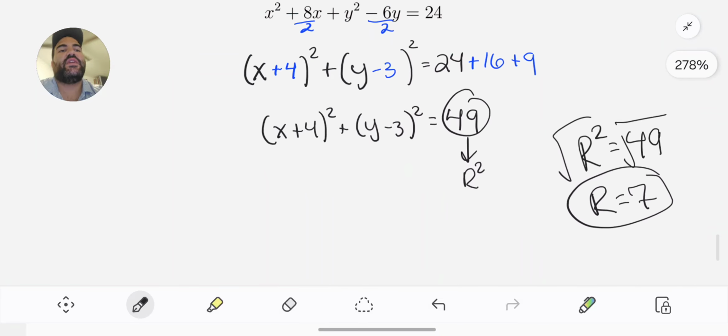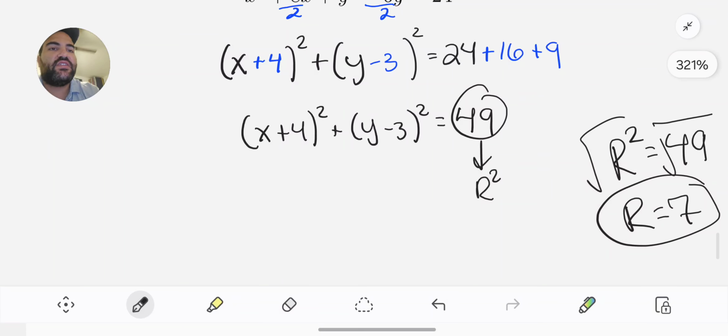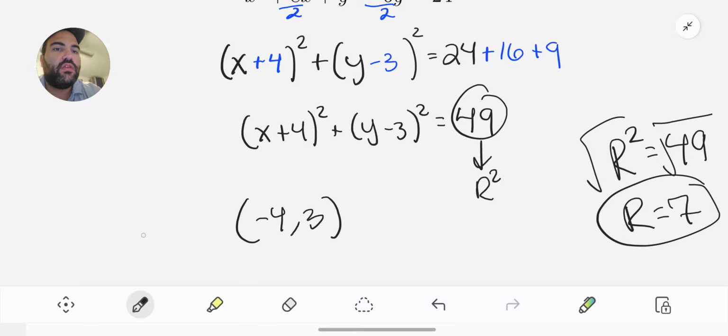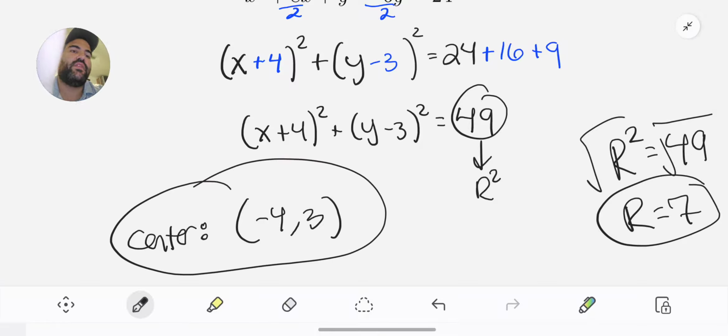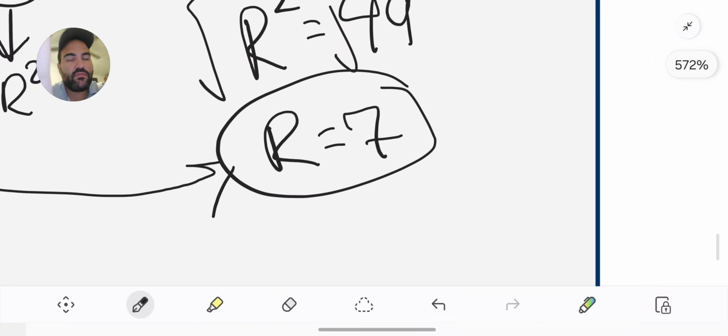Now I'm just dying since we got so far. If the question asks for the center, it's just these but reversed. So negative 4, comma 3. So that's the center of the circle. Both are great SAT questions. They probably would have asked for both at some point. But for this question, radius is 7.